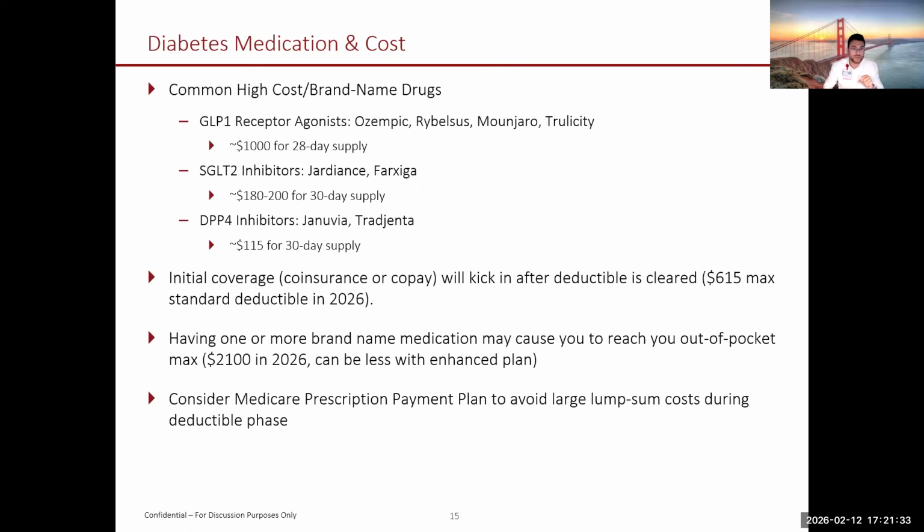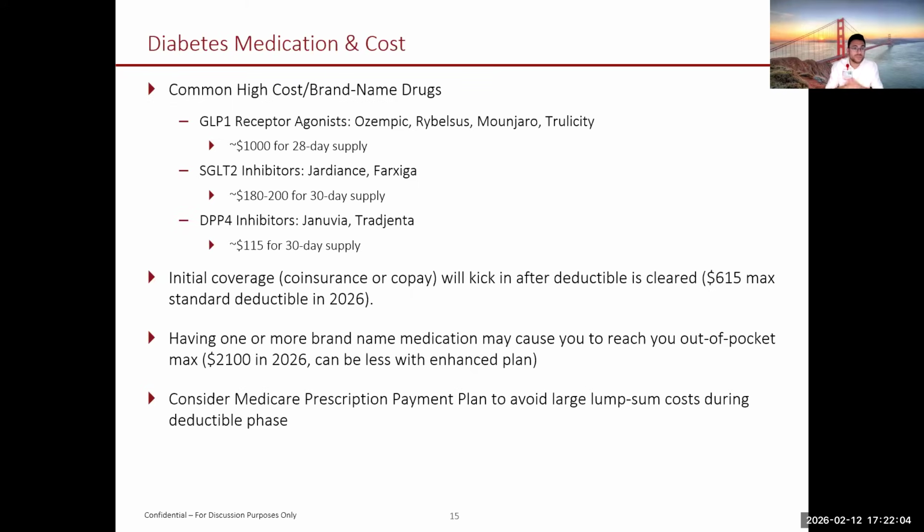The problem comes with the high cost and brand name medications, which is very unfortunate because these are also some of our best medications with the best evidence and efficacy. So when you think about GLP-1 receptor agonists, which are all over the news these days, Ozempic, Rybelsus, Mounjaro, Trulicity, these are our most commonly used GLP-1 receptor agonists in diabetes. Their prices differ, but you can say around $1,000 for a 4-week supply, which is very expensive.